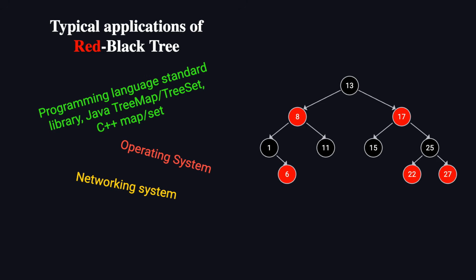So, to sum it up, red-black trees are a highly efficient and widely used data structure. In our next videos, we'll dive deeper into how insertion and deletion work in a red-black tree, walking through the process step by step.